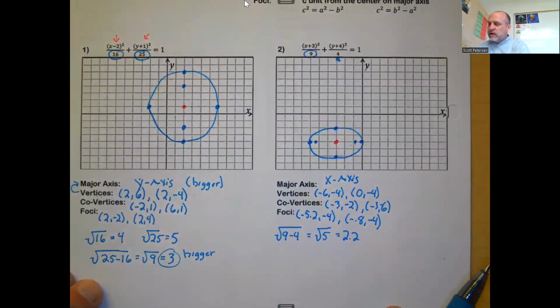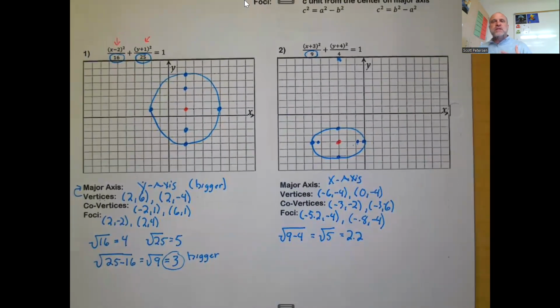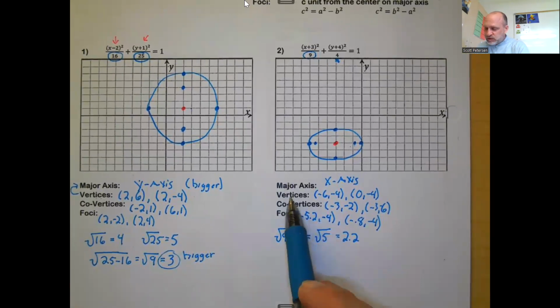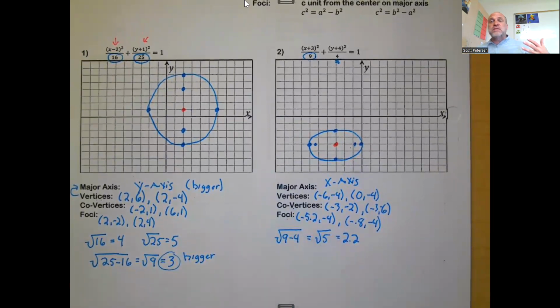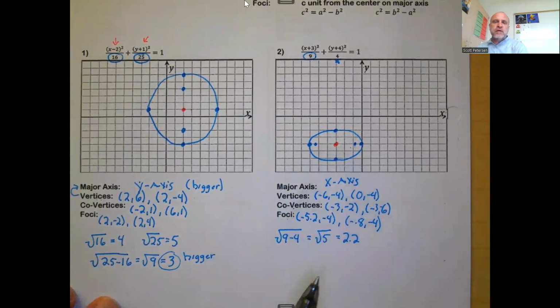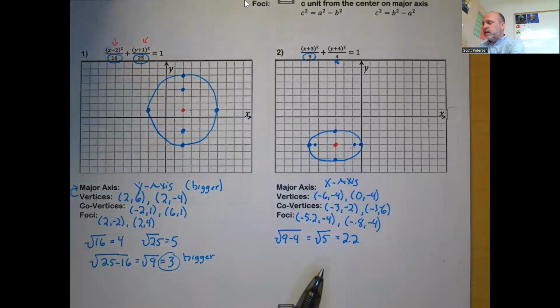So again, determining which is the major axis is the key point for finding which ones are vertices, which ones are co-vertices, and the direction the foci are going. It's based on which is bigger. So it's kind of shallow for ellipses. They always care about bigger over smaller. So just be careful with that. Bigger is where our foci are going to be. Bigger is where our vertices are going to be.